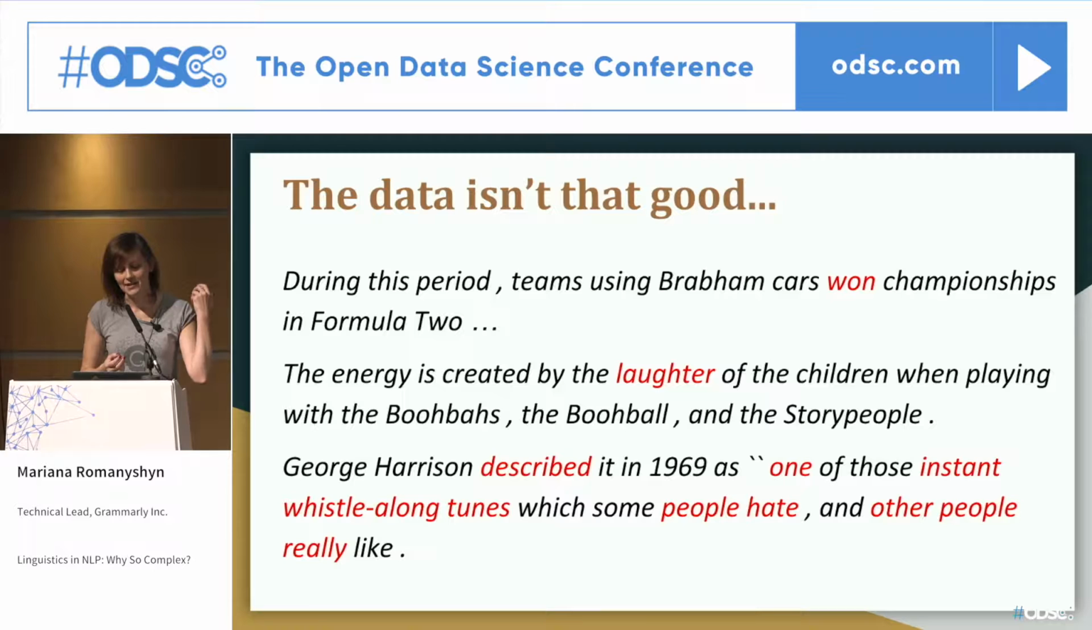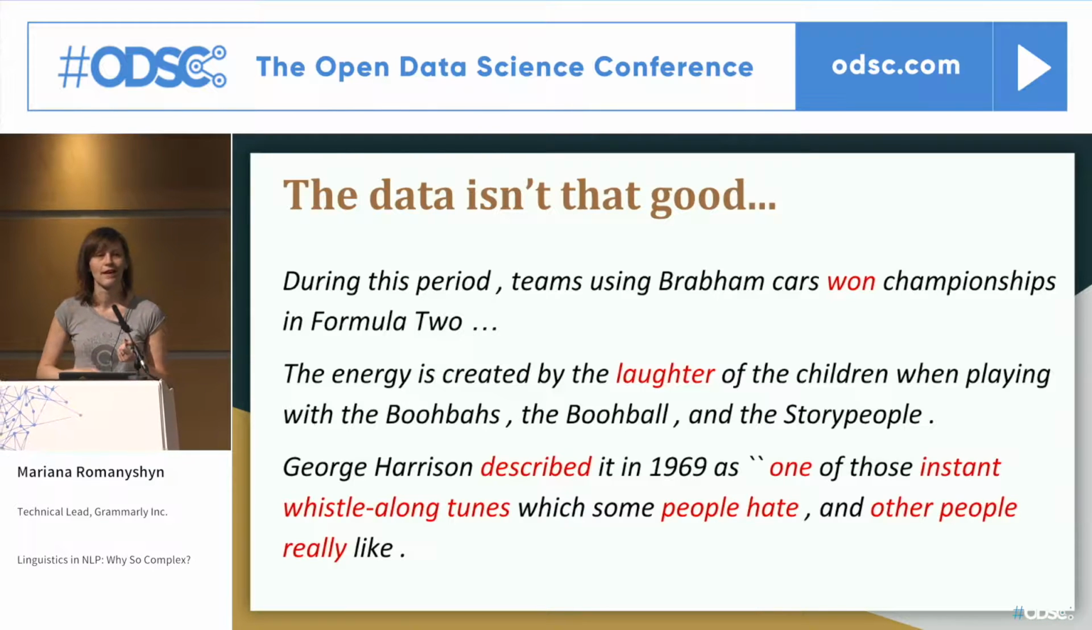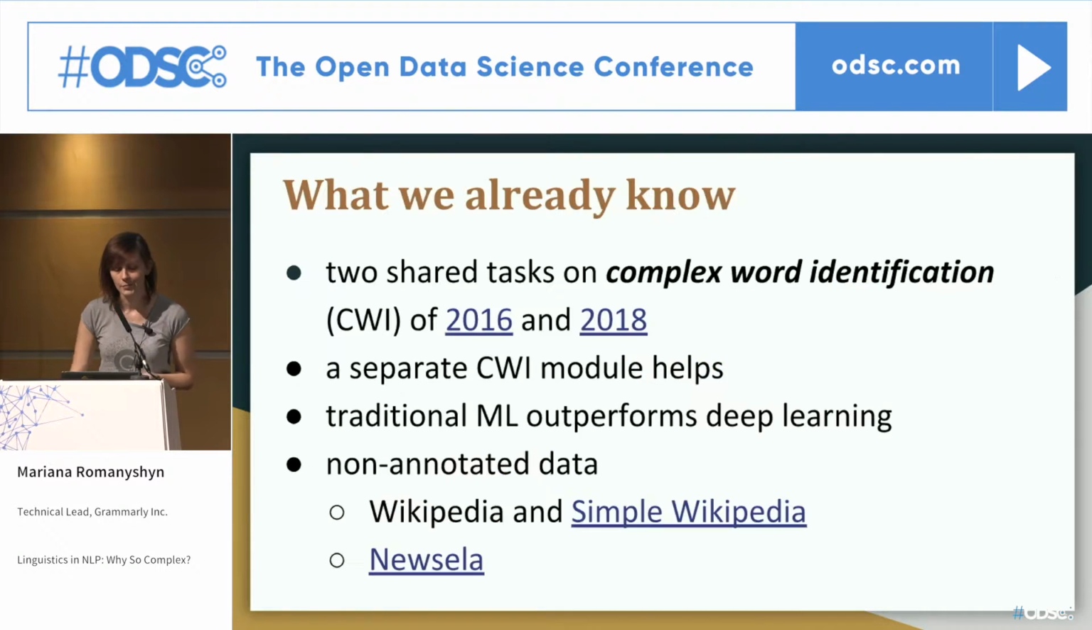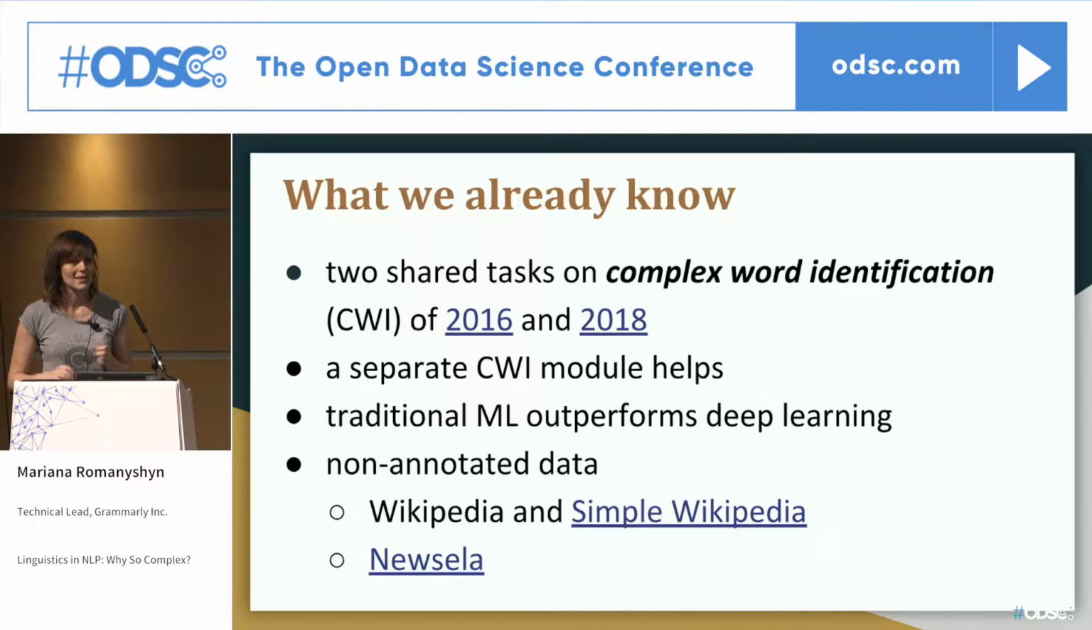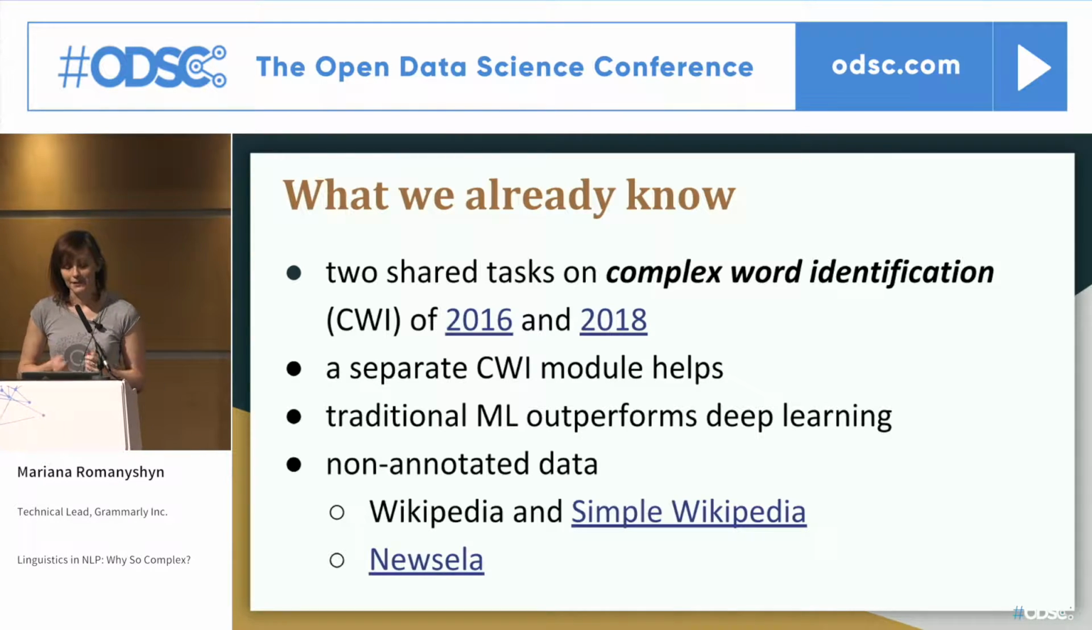And with some sentences, it looked like the annotation was just random, because in the 3rd sentence that you can see on the slide, every other word is marked as complex, which also doesn't help. Another shared task took place this year, and the data was a little bit better, but not that much. So we apparently have a problem with data.